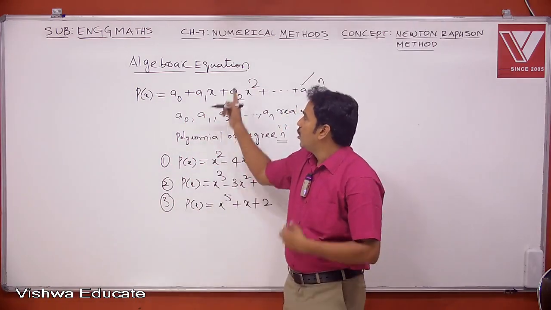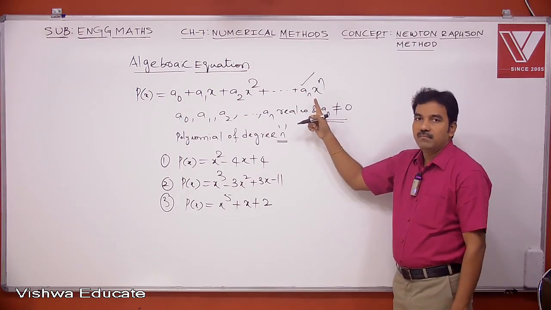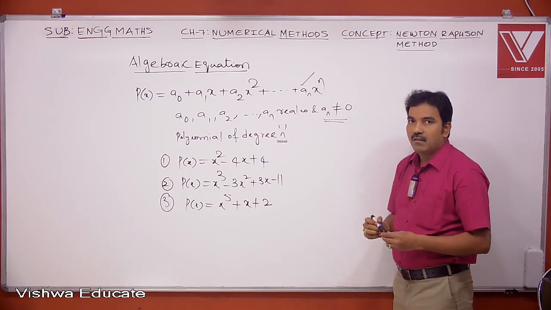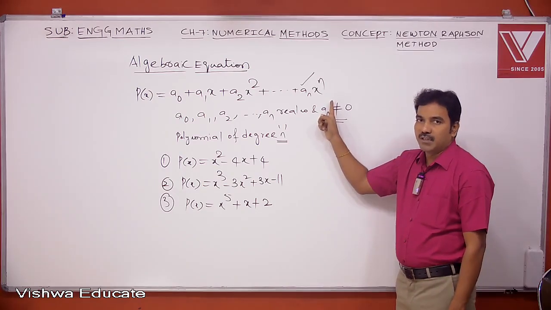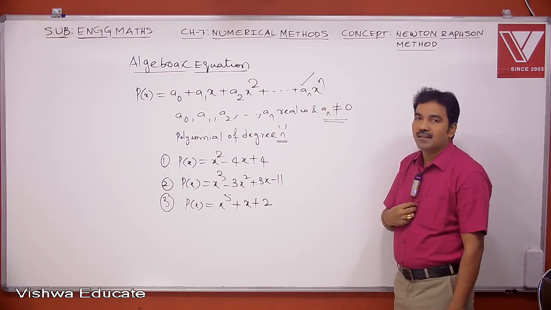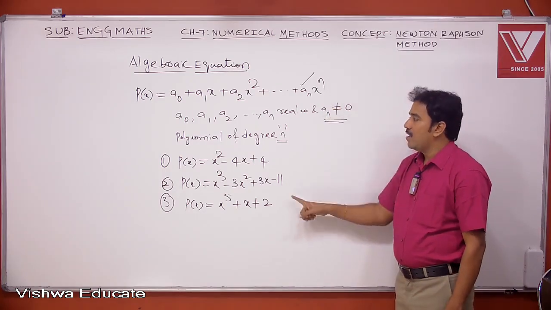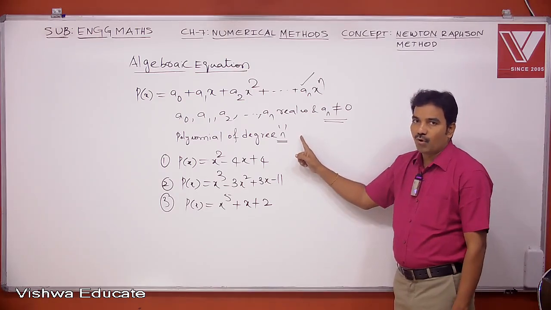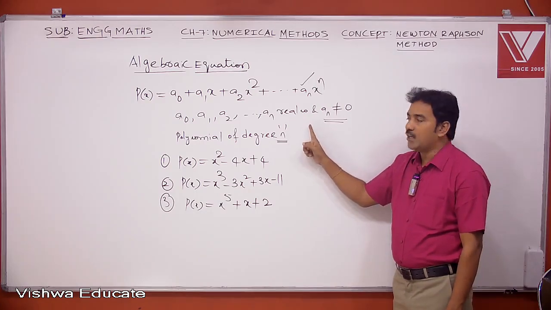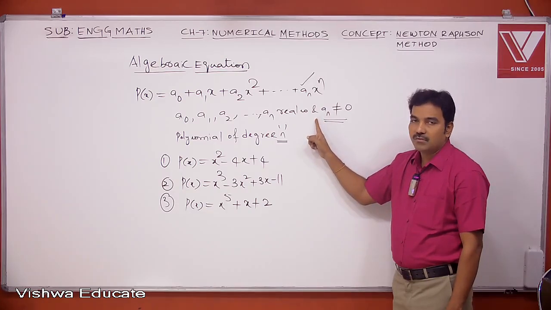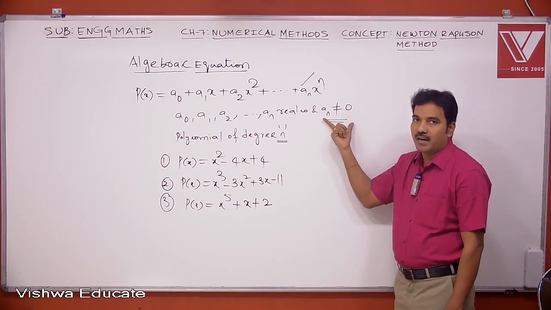First we start with definition. Algebraic equation. An equation of the form p of x equal to a naught plus a1x plus a2x square plus and so on plus an into x power n is called a polynomial of degree n, where a naught comma a1 comma a2 and so on an are real numbers and an not equal to 0.